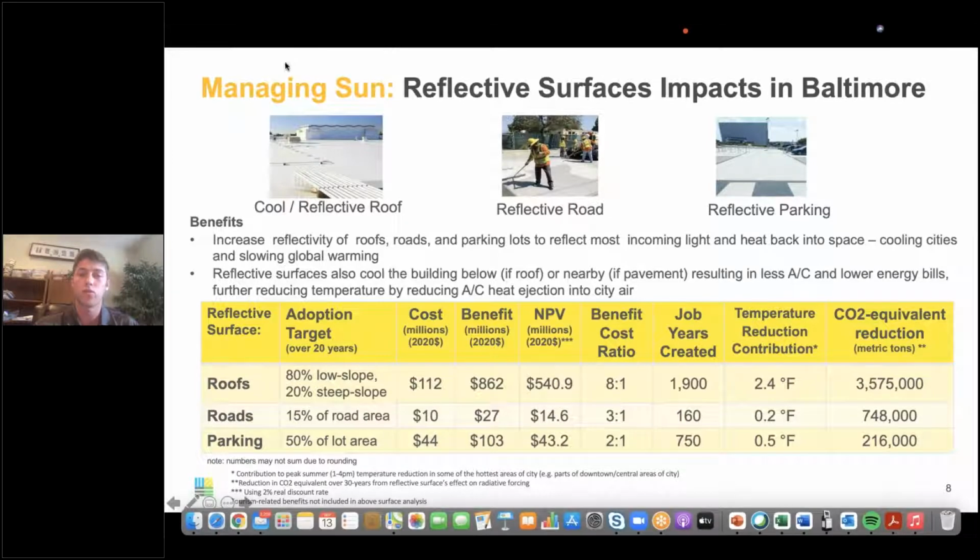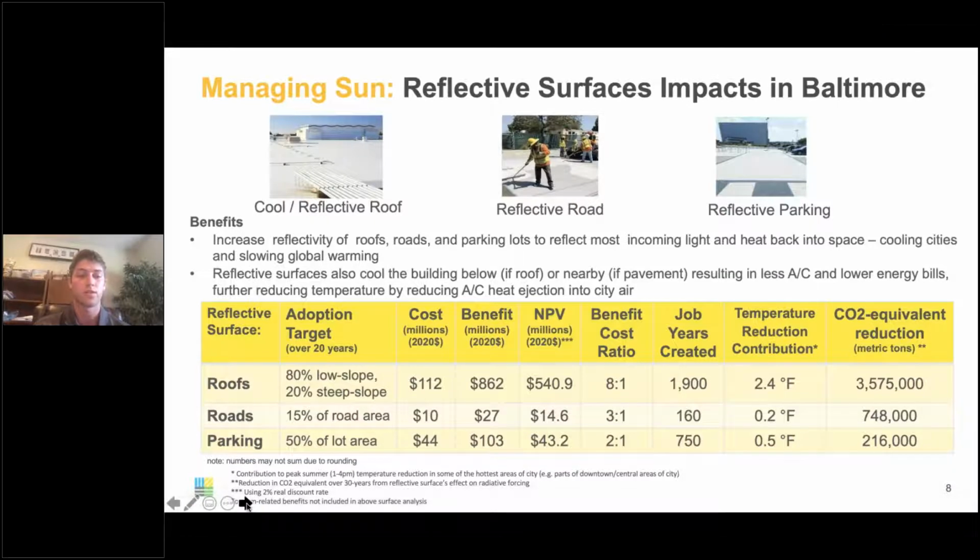But when you take things like road and parking lot that have a benefit cost ratio of 3 to 1 or 2 to 1, it doesn't seem like this is a super necessary measure to improve heat resilience in Baltimore. But at the same time, those two solutions contribute roughly 0.7 degrees of cooling to the city, and close to 1,000 job years created. So each surface provides a unique value on its own, and they complement each other well, which is why we consistently push for the integration of different solutions to maximize cost efficiency.